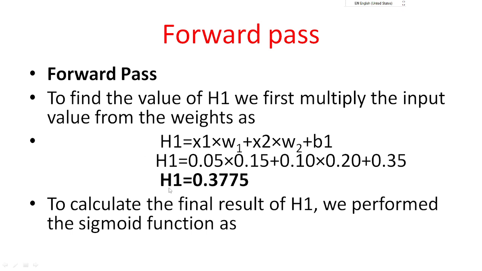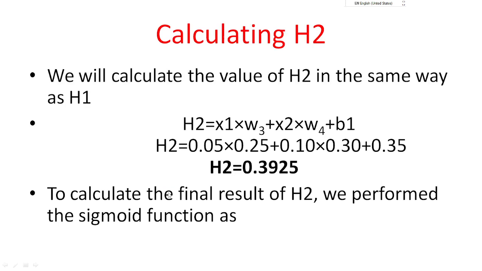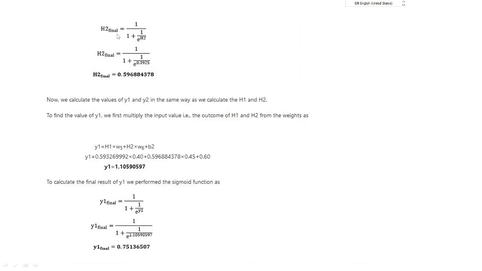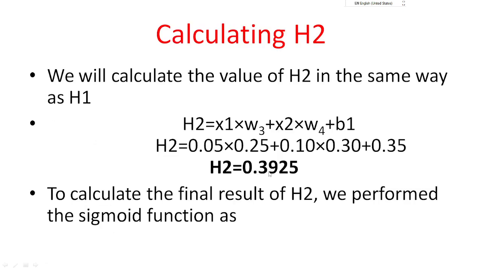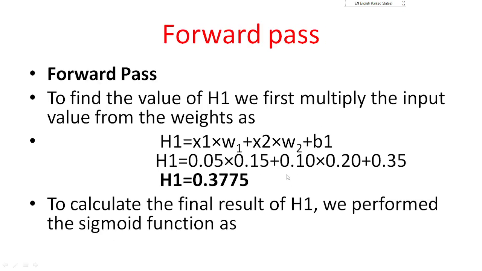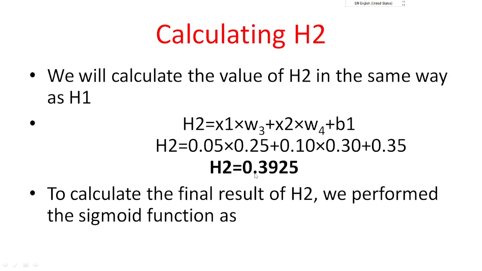So how do you find the activation? The activation function we are using here is the sigmoid function. How do you find the sigmoid function? It is 1 by 1 plus e power minus s2. So what is our s2 here? h1 is 0.3775 and h2 is 0.3925. You can find h1 as well as s2.